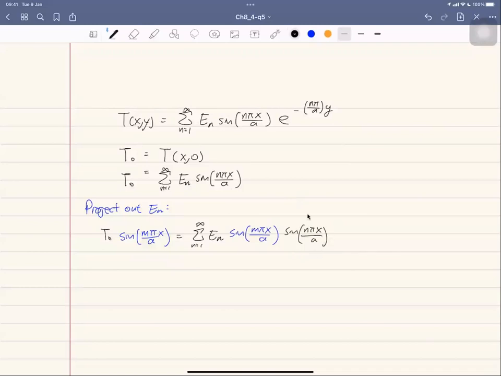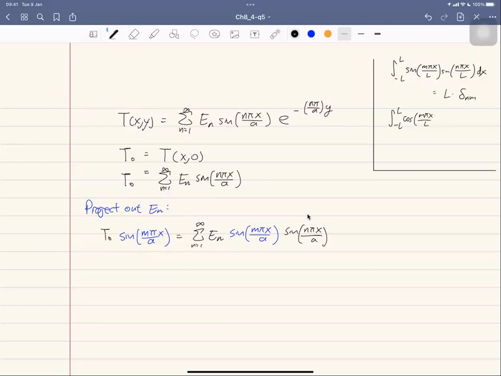Okay, so here's the part where you want to memorize, or at least know where to find really quickly, these two or three identities. This one is good to know, and it's L times delta nm. It's the same thing with cosine n pi x over L, cosine m pi x over L dx. It's also L times delta nm. And if you have sine and cosine together, it's going to be 0 because this is an odd function.